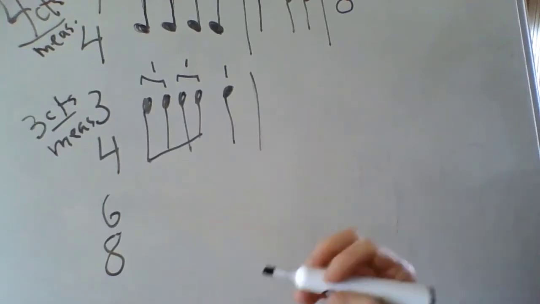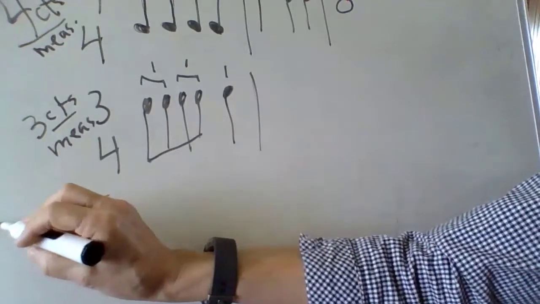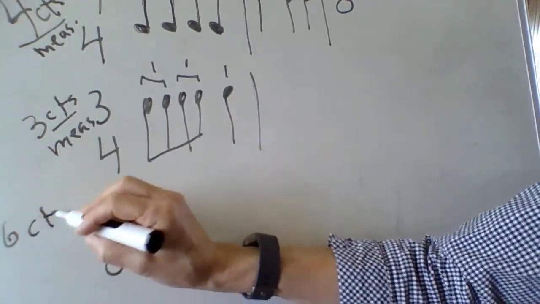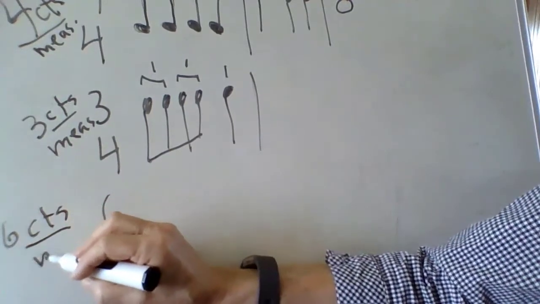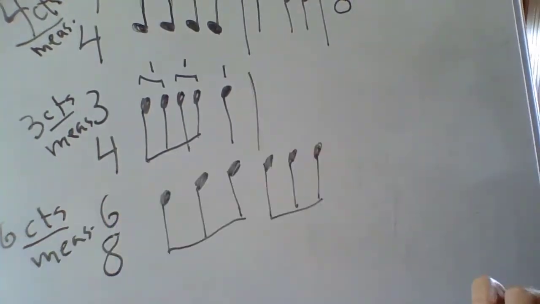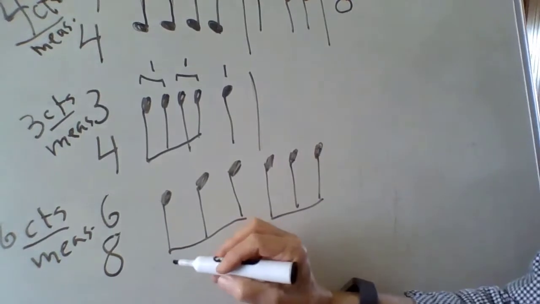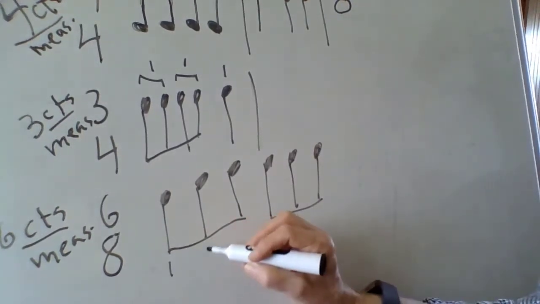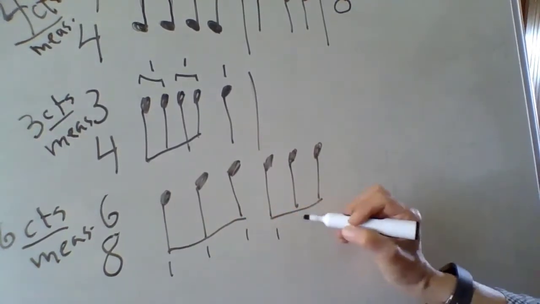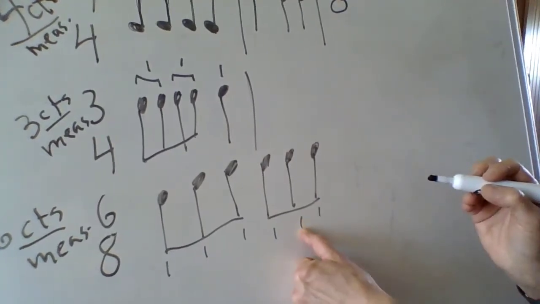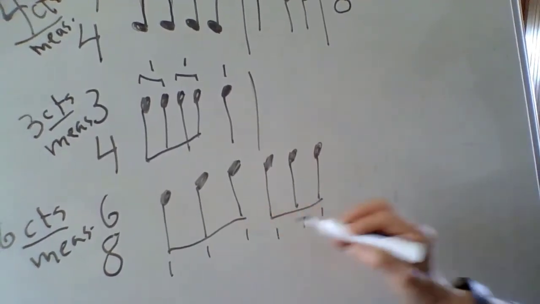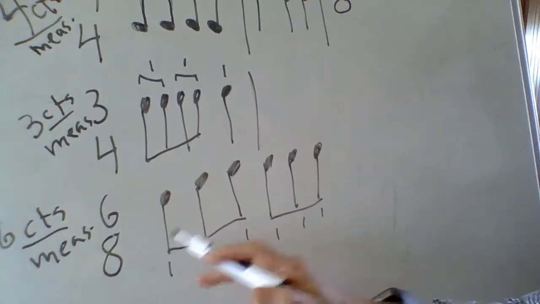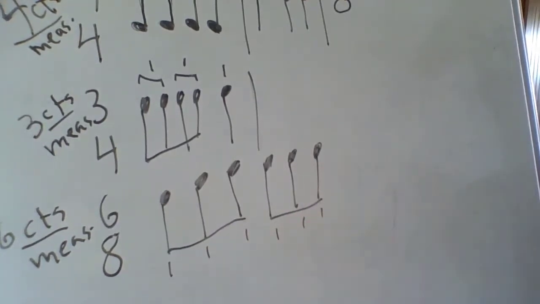When we first learn about 6/8 time, we say that there's 6 counts per measure. And so we would count 1, 1, 1, 1, 1, 1. As we're just sort of getting to know it, that's how we would think of it. So it would be 1, 2, 3, 4, 5, 6.